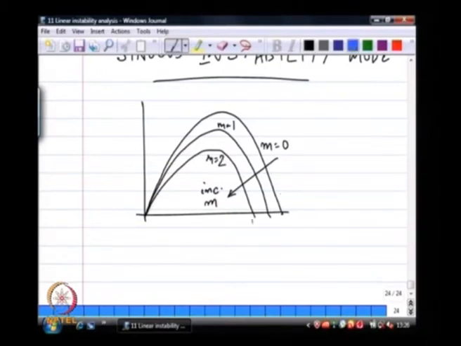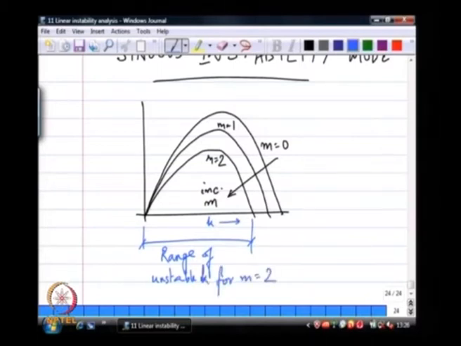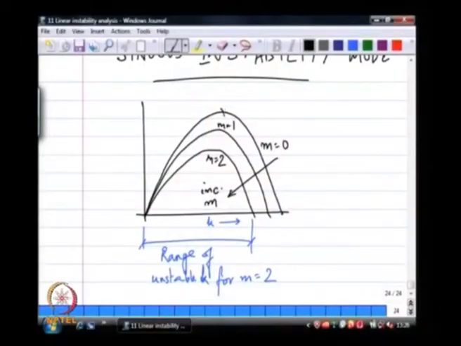So, not only is the range of unstable wave numbers, so, what I am marking here is the range of unstable wave numbers for m equal to 2, and you can see that the range of unstable wave numbers is decreasing with increasing m. Not only that, the actual growth rate of the m equal to 0 mode, which is this part, is the highest of all m greater than 0.